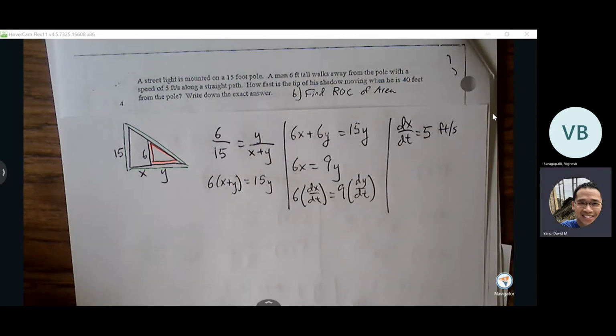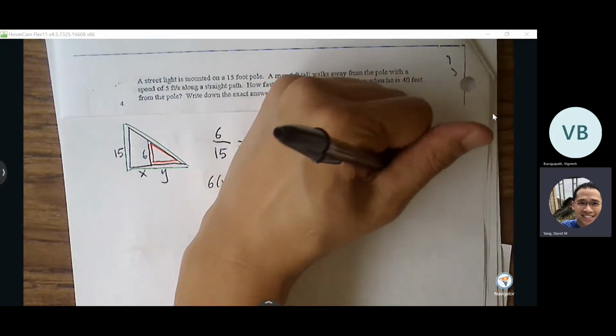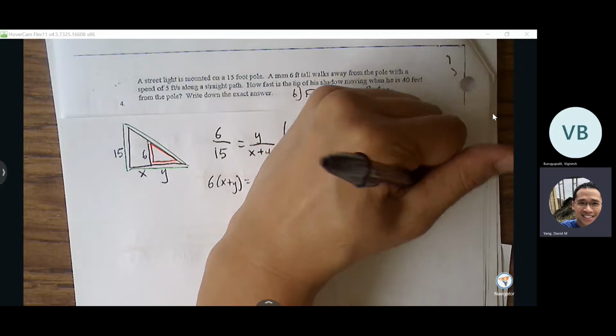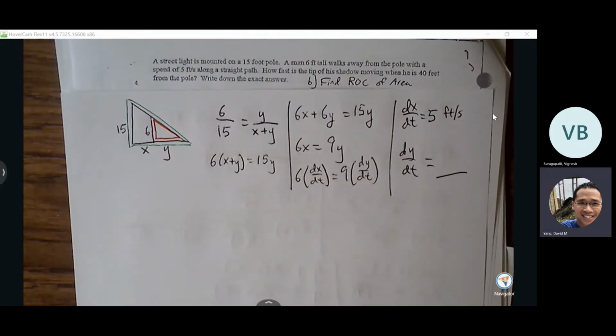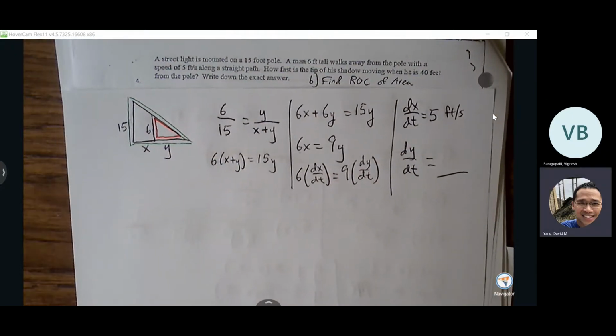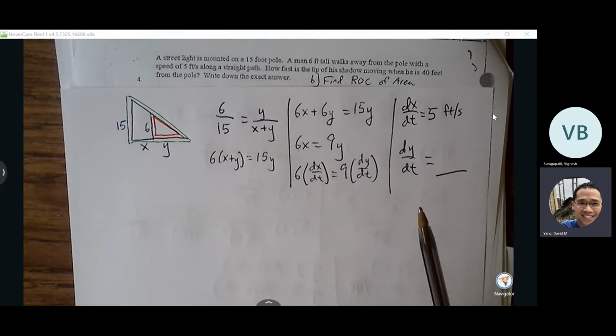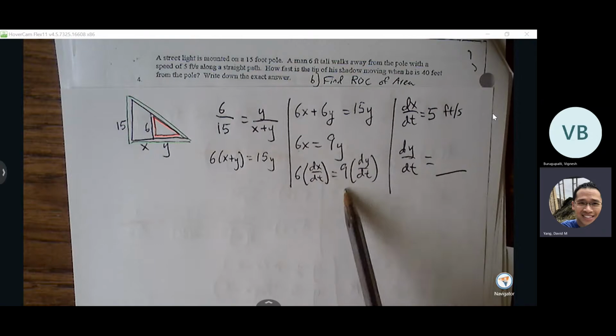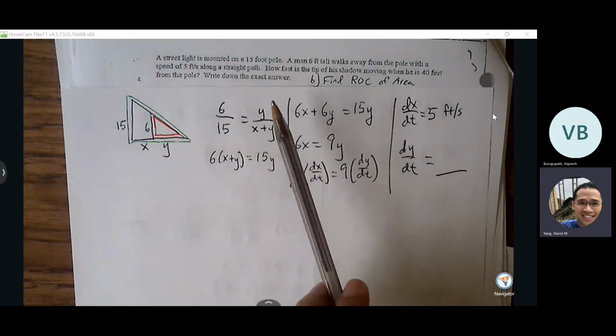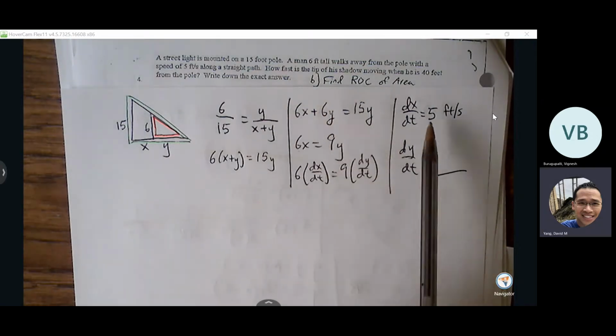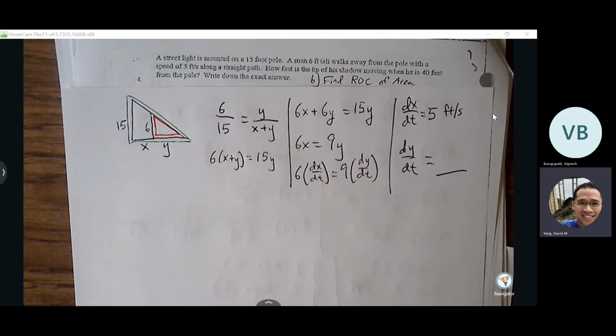How fast is the tip of the shadow moving? Okay, so ultimately, if we can just find dy dt, we can get to the tip of the shadow. But let's find the shadow length rate first. Okay, do we have enough to solve for dy dt? Yeah, 5 goes in for dx dt. We solve for dy dt. And then finally, if we want to find the tip, we just add the two rates together.